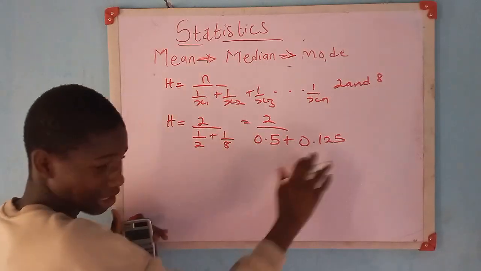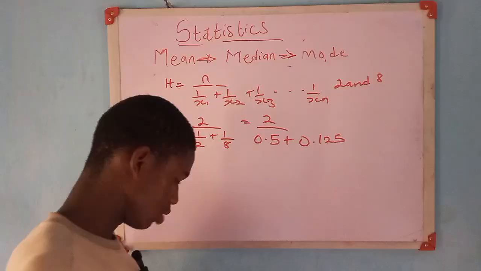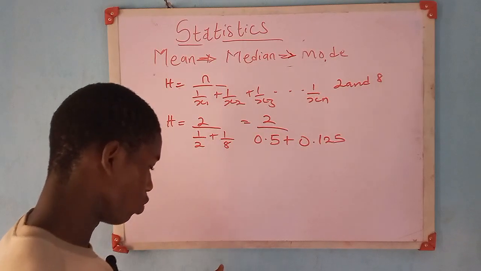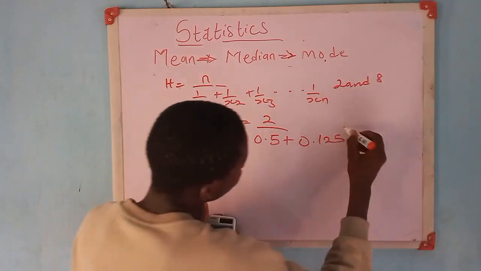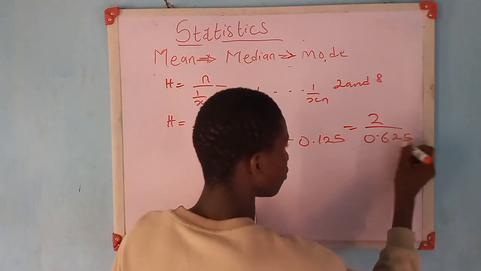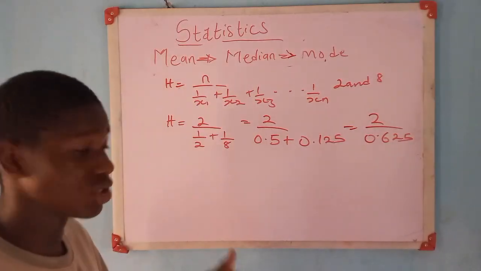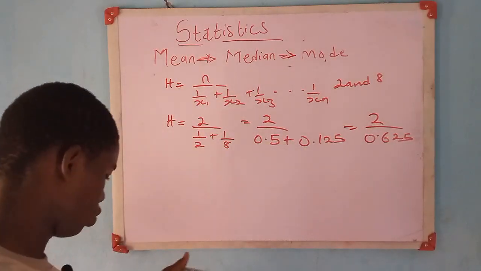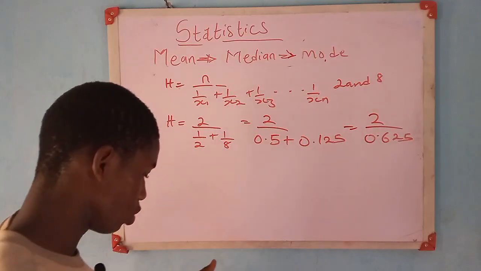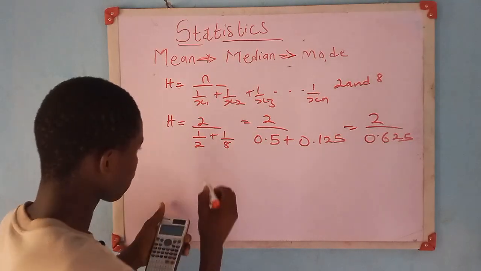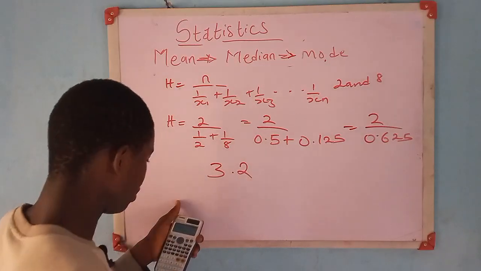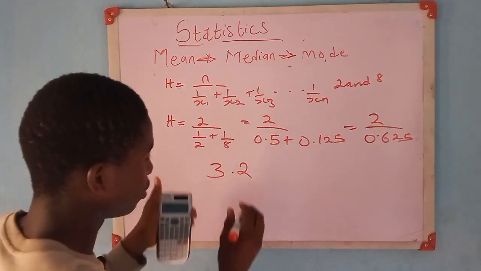this is going to give me 0.125. So we're going to add this together, so we don't waste our time. Here we have 0.5 plus 0.125, so I'm going to have 2 all over 0.625. You understand? The next thing you do is divide what you have. So 2 divided by 0.625 is going to give me 3.2 as my final answer for this particular question.